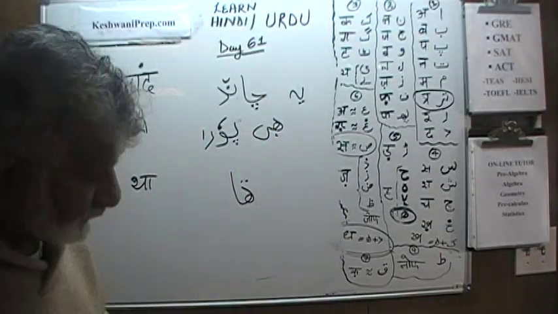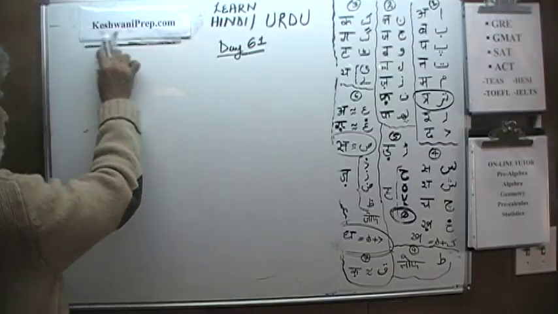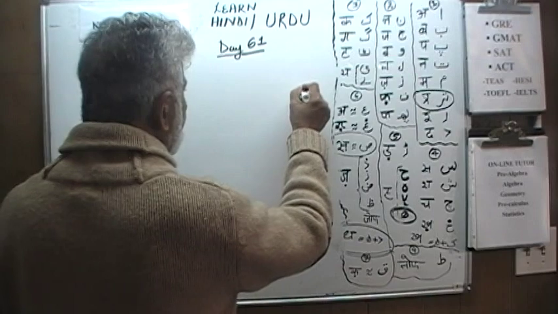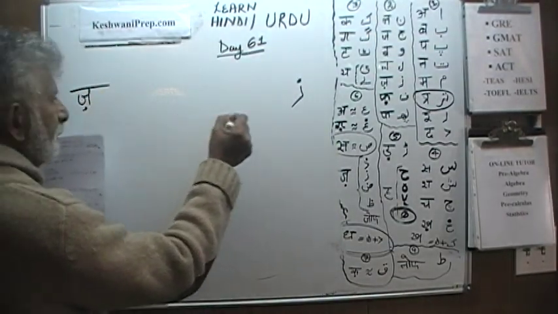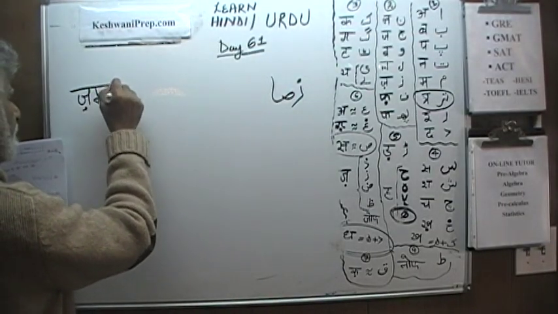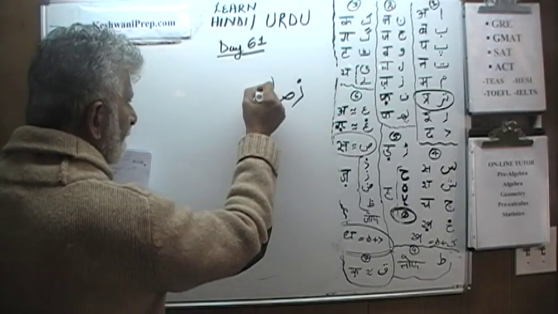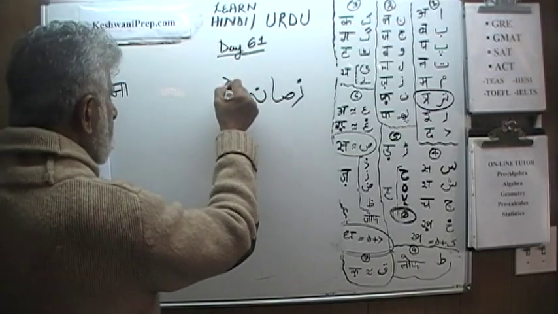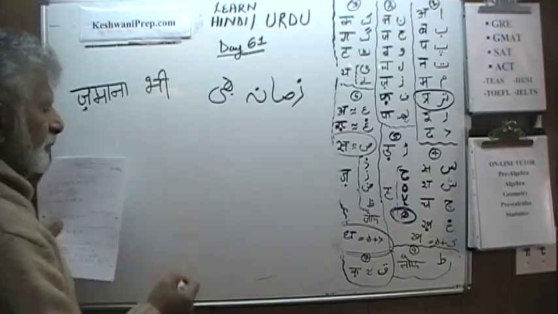Let's see what the next line says. Zamana. But now we'll write that like this. We have done it many times. Zamana. Zamana bhi.